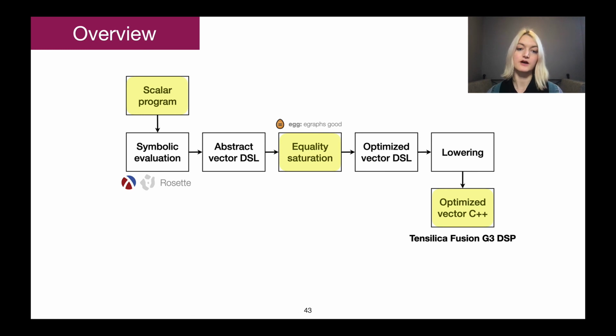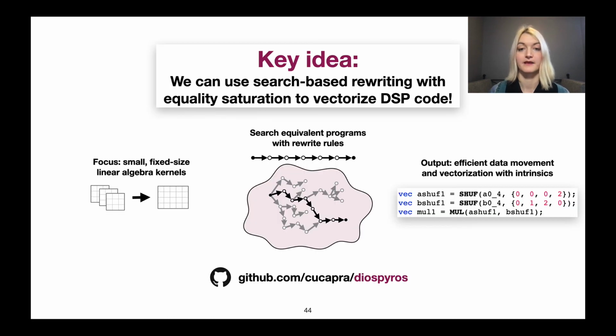So as an overview, our tool takes scalar programs and produces optimized vector C++ code by applying rewrites with equality saturation. And I want to leave you with this key idea, that we can use search-based rewriting with equality saturation in order to vectorize DSP code, especially for hard-to-vectorize small fixed-size kernels.